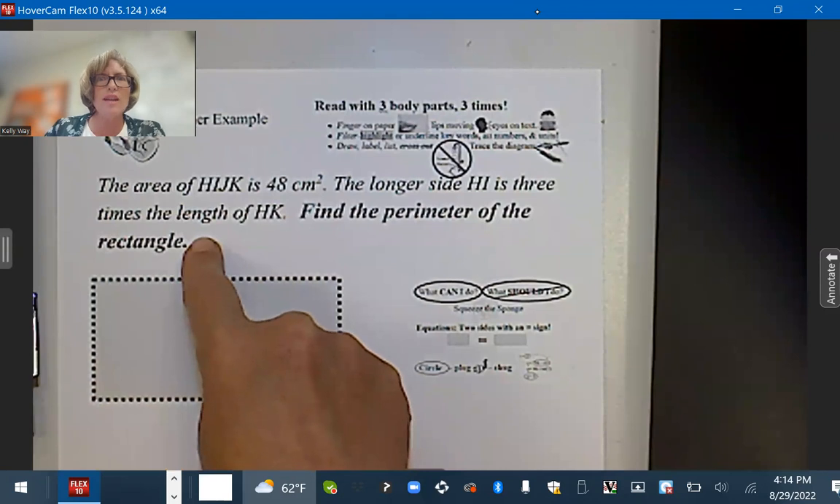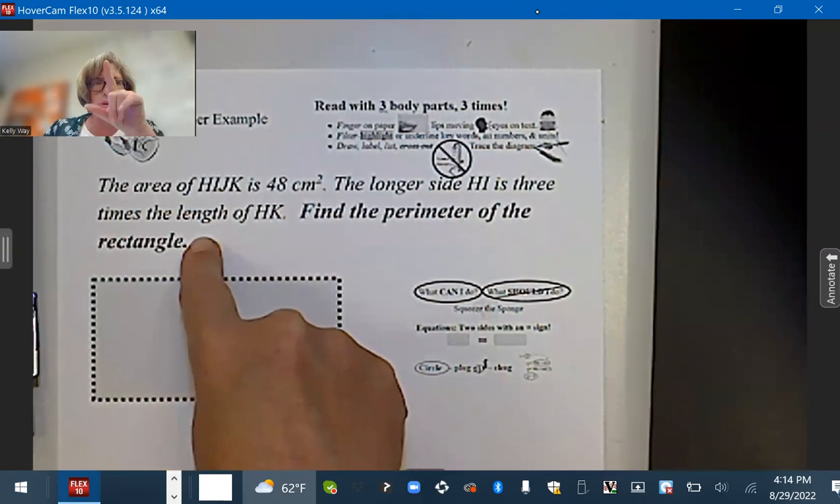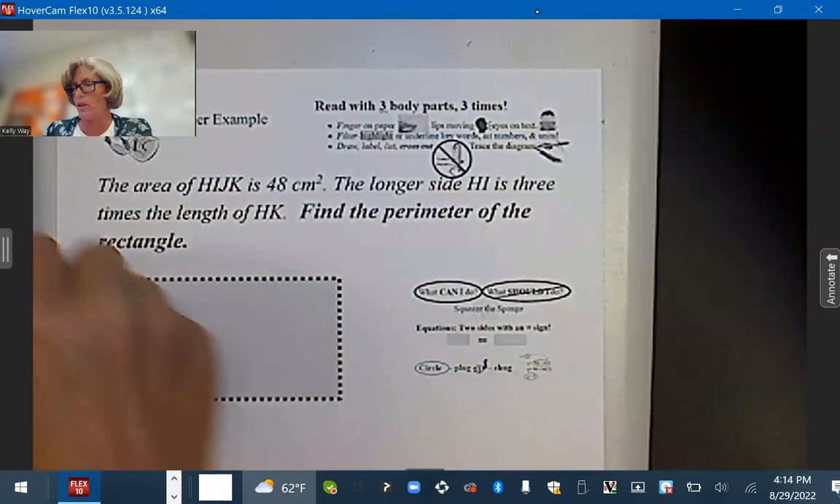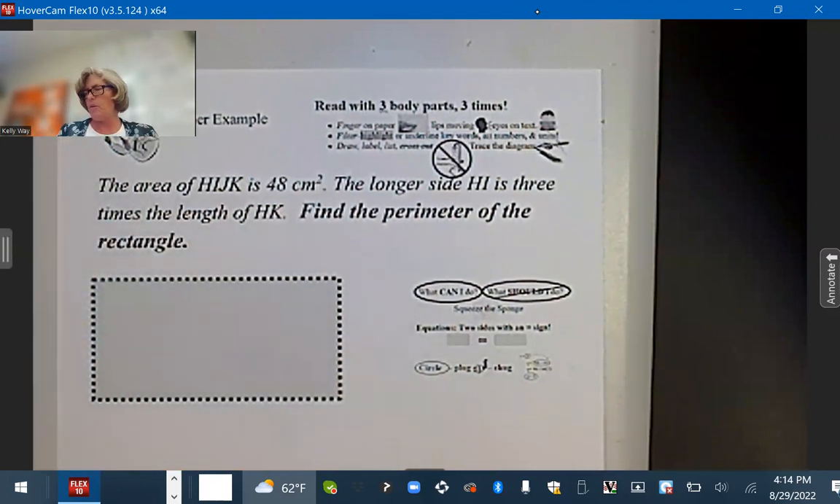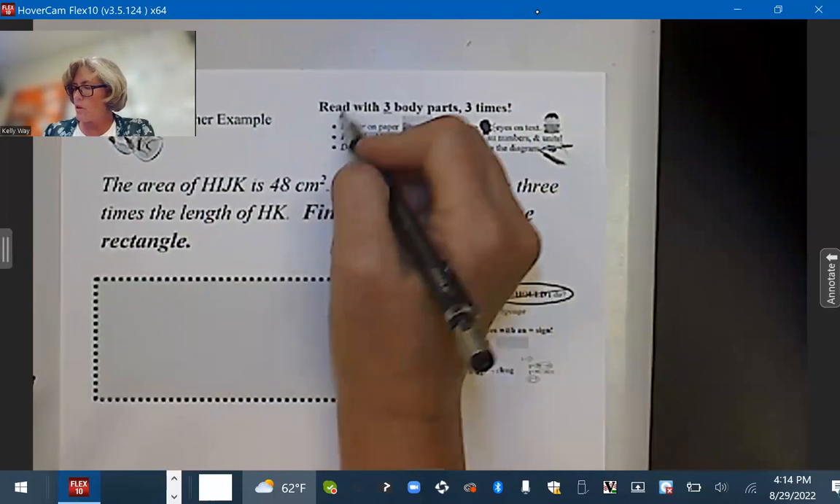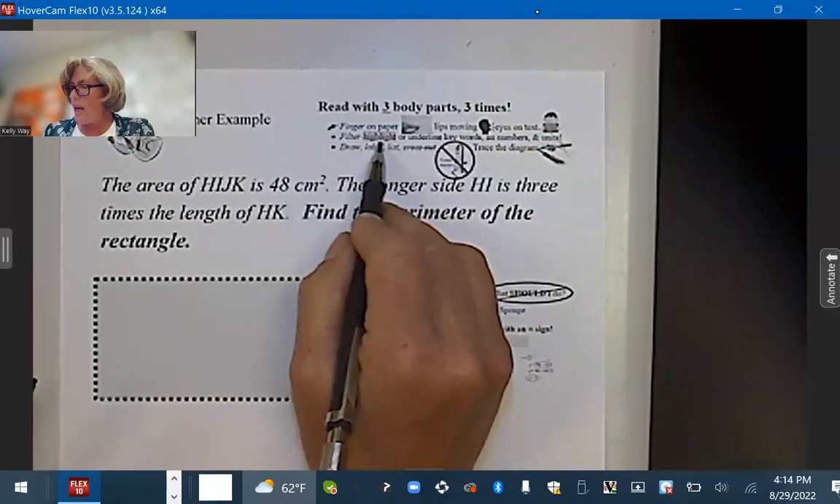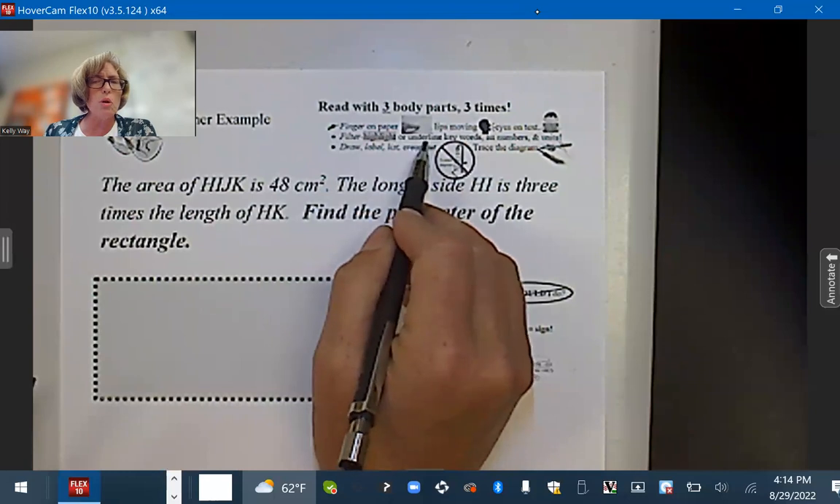Once again, where'd the sound go, Miss Way? You were supposed to be reading that out loud. That was the whole point there. So now, finger track and read on paper, lips moving. We're done with that. We highlight or underline keywords and phrases.